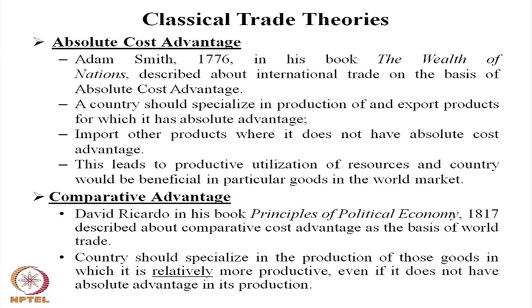basis of international trade. Countries should specialize in the production of those goods in which they are relatively more productive, even if they do not have an absolute cost advantage in production. So, international trade should take place not on the basis of absolute cost advantage, but on the basis of comparative cost advantage.